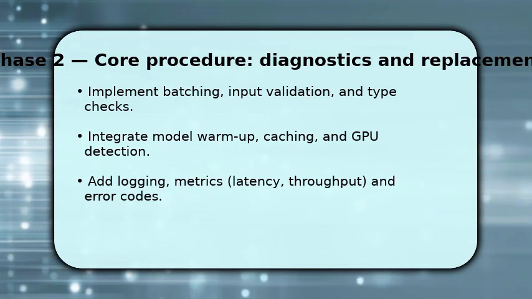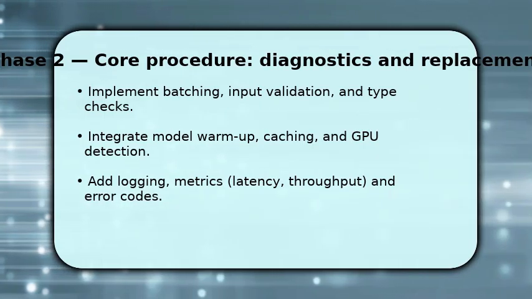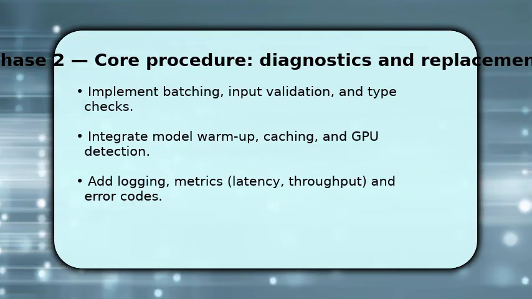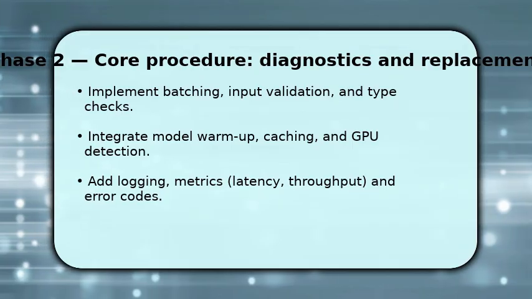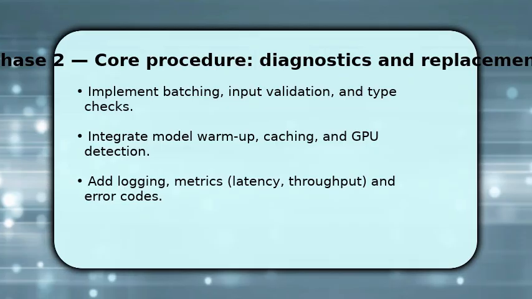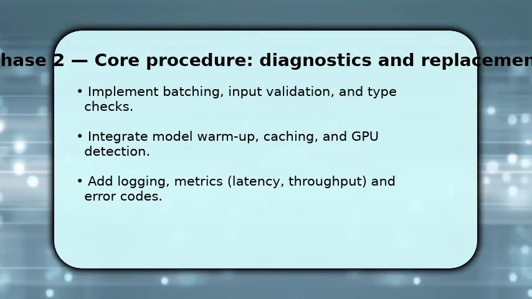Once validated, implement batching to improve throughput and a warm-up routine so the model loads weights and caches kernels. Make sure to detect GPU availability and move tensors accordingly. Also, add structured logging and metrics export for latency and throughput, so you can monitor performance as usage grows.